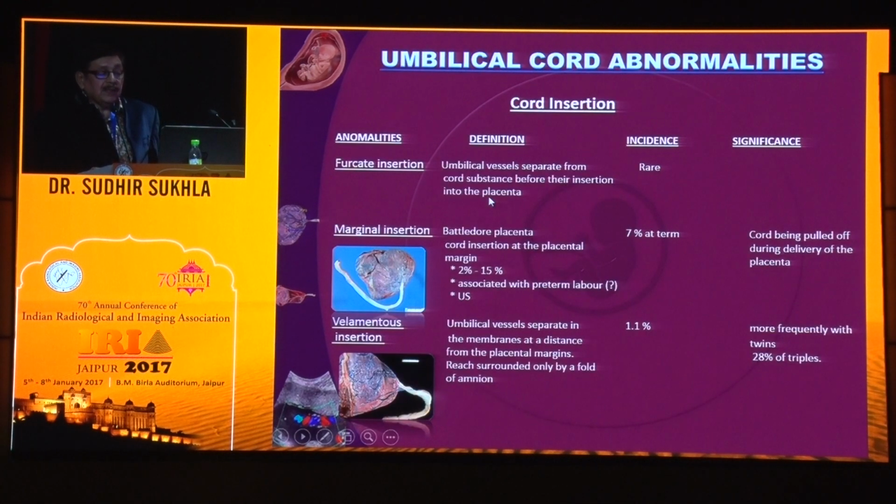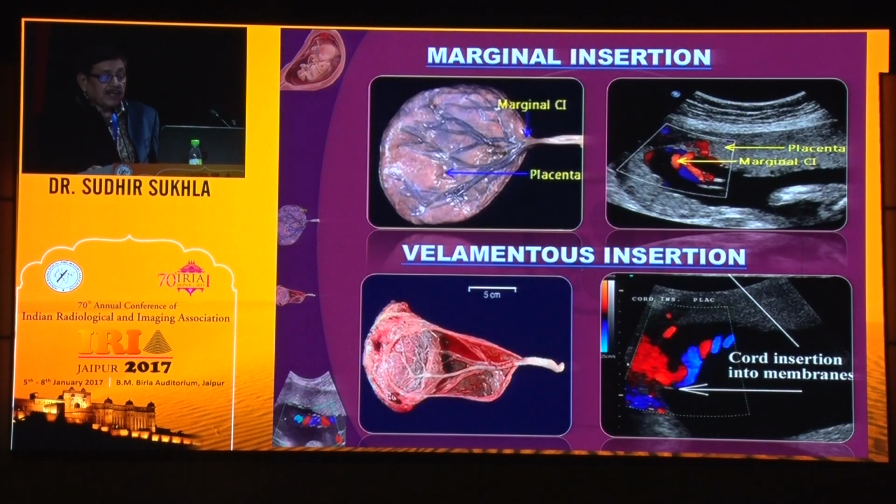Furcate insertion: the vessels separate from the cord before insertion. The marginal cord insertion is at the margin of the placenta, and the cord can be pulled out during delivery. And then velamentous insertion is into the membrane.